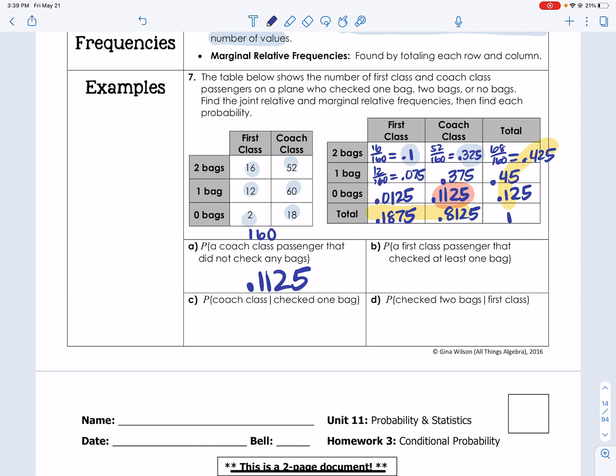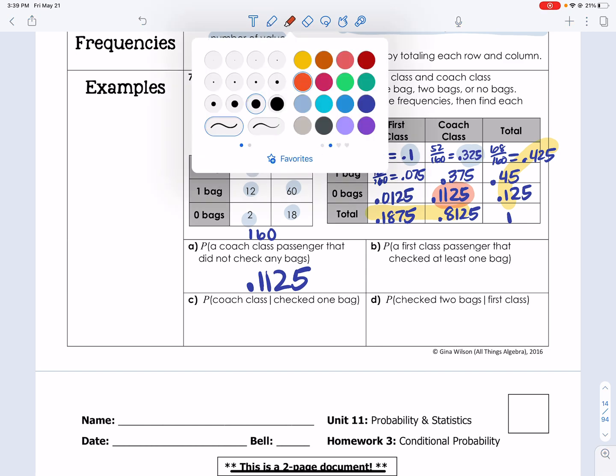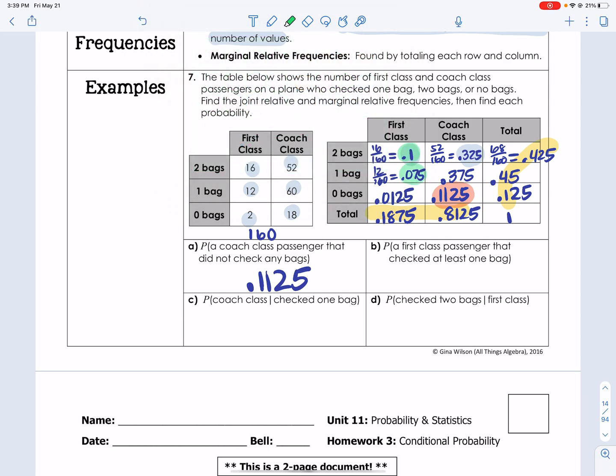So the next one says a first class passenger that checked at least 1 bag. So now at least 1 bag, that would be 1 and this one. So my answer would be 0.175.